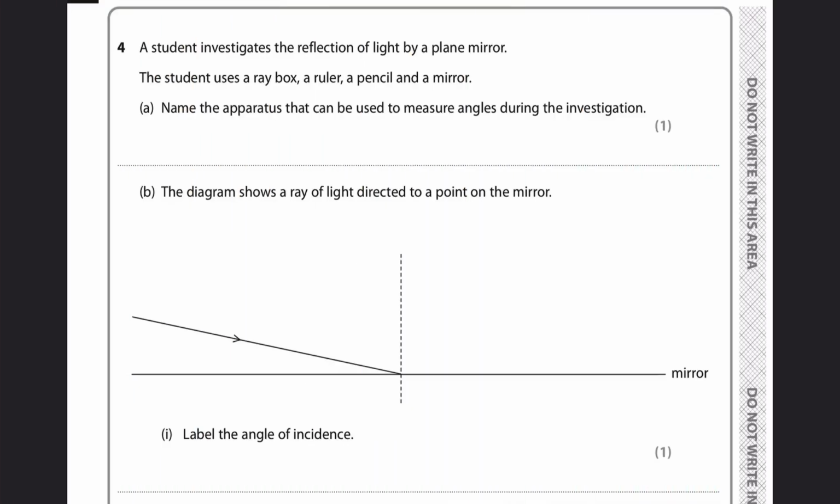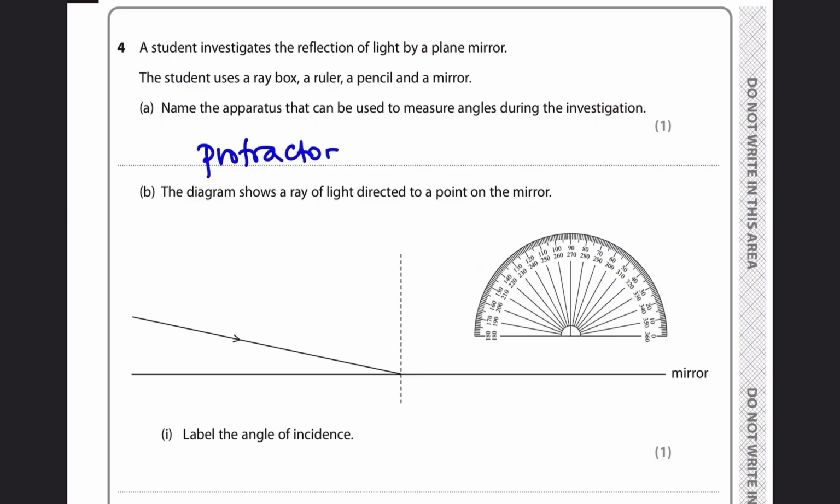Question 4 says a student investigates the reflection of light by a plane mirror. The student uses a ray box, a ruler, a pencil, and a mirror. Part A, name the apparatus that can be used to measure angles during the investigation. What do we use to measure angles? It's a little thing called a protractor, and I hope you've brought that to the exam. This is what a protractor looks like.